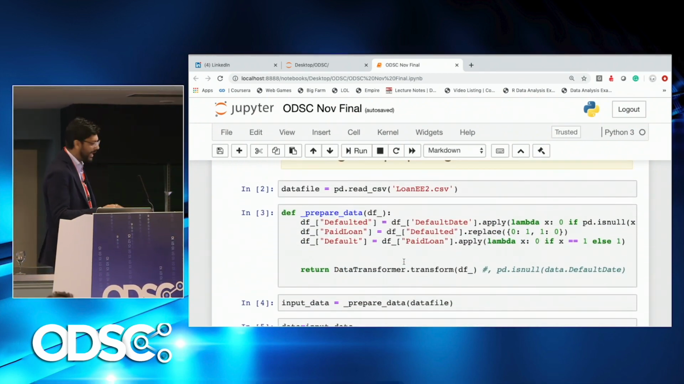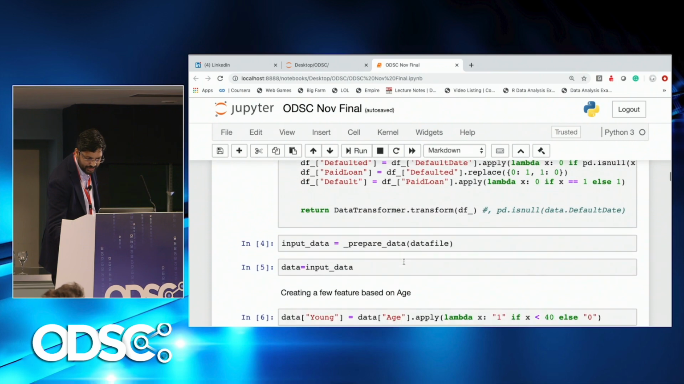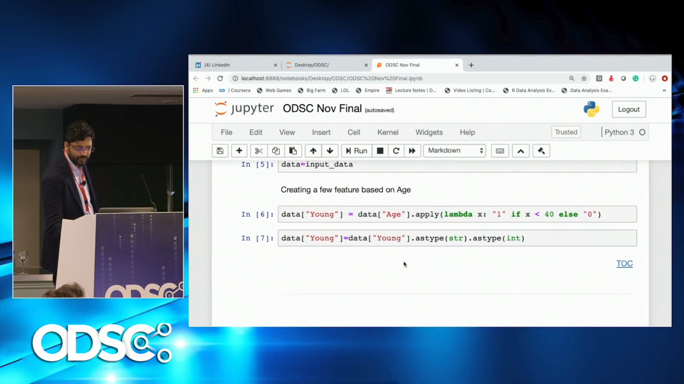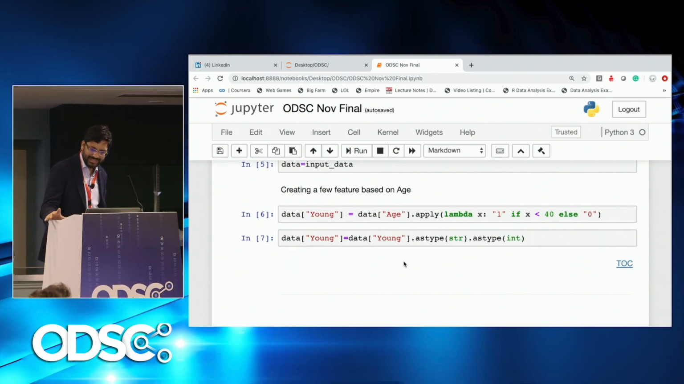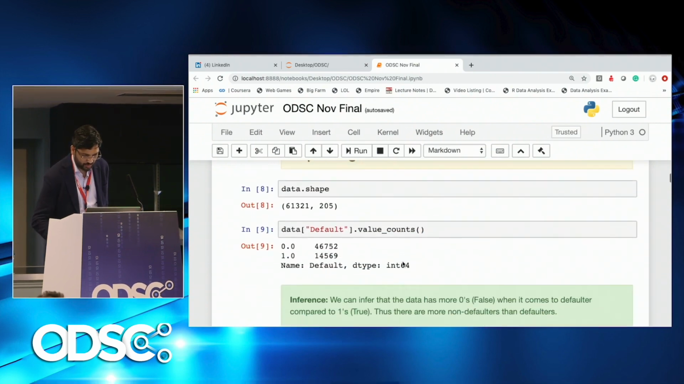So here I'm not doing anything. I'm just reading my data file and doing some transformation. After doing some transformation, I did one feature engineering where anybody less than 40 years old is young, anybody above 40 years old is old. So I just made one feature, but will not be using this feature at all. I just did it because I wanted to show.